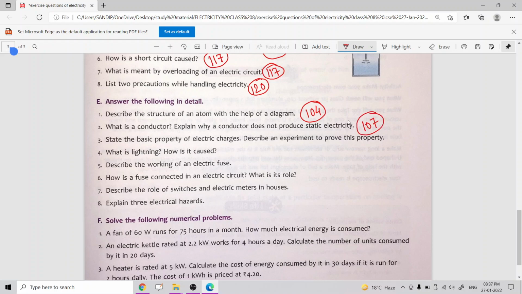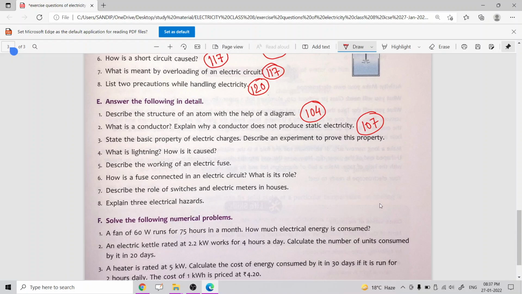Conductors are generally metals that allow electric current or electric charges to flow. In a conductor, electrons always flow. That is why a conductor does not produce any static electricity, because we get static electricity when charge is at rest. That is possible for an insulator, because in an insulator charge is accumulated. That is why we get static electricity, but for a conductor we cannot, because a conductor always allows electricity to pass.